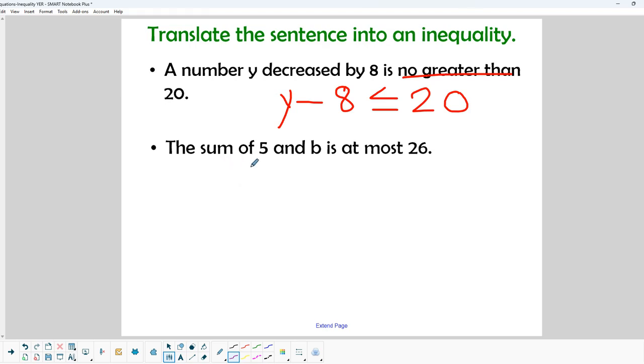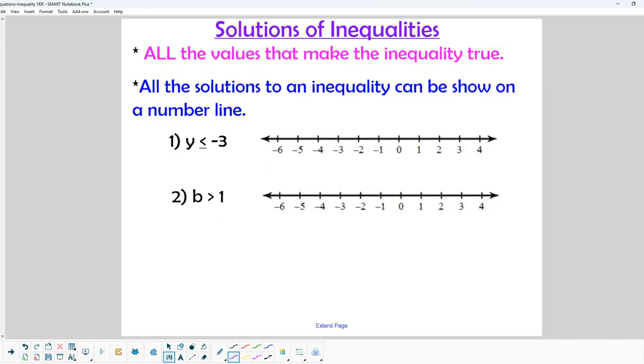The next one, the sum of 5 and b. Sum means addition, and we're going to add 5 and b. So 5 plus b is at most. At most means less than or equal to 26. So in these two examples, we just had to write an example of the inequality. We did not have to solve it.